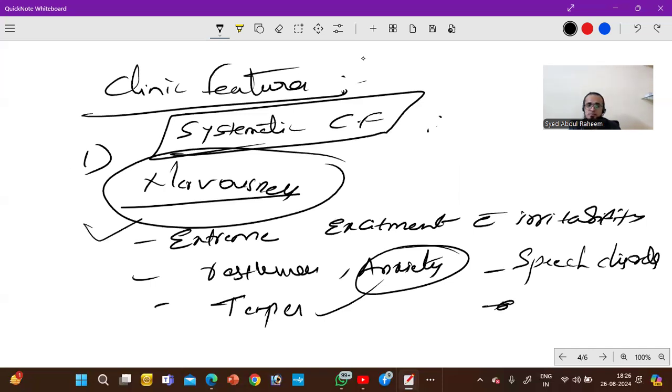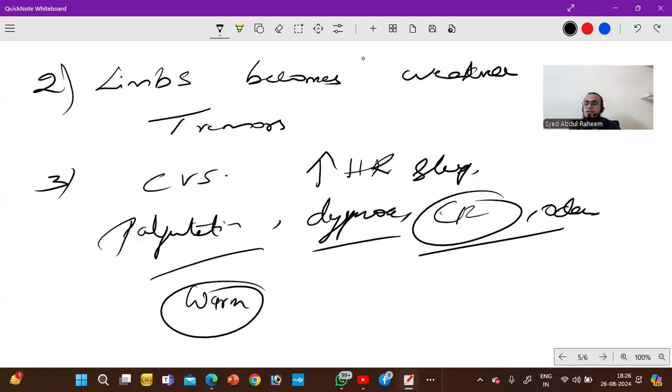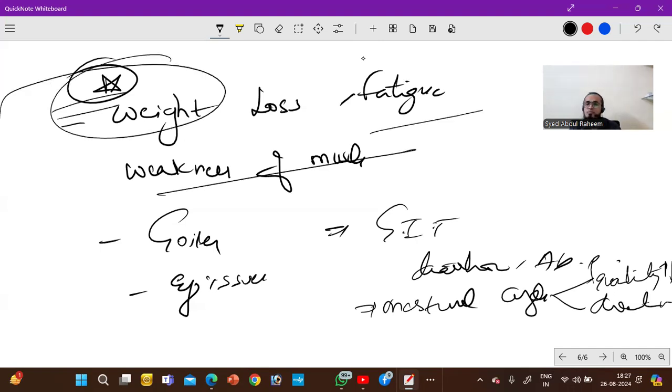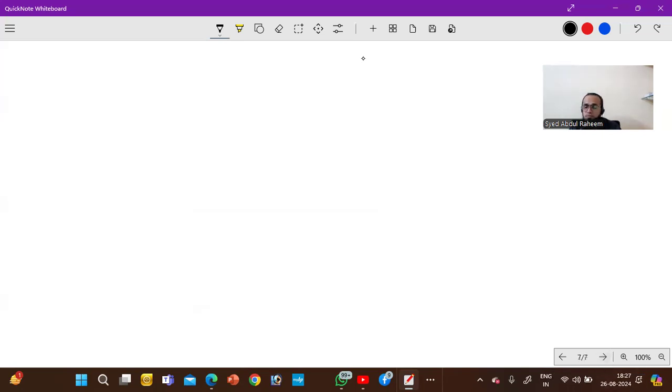So the nervous system related symptoms you can see, limb related symptoms, CVS related clinical symptoms you can see, and we have weight loss. This is a very important clinical feature, with fatigue, weakness of muscles, and goiter, and we have eye problems, diarrhea, along with menstrual cycle issues. So these are the clinical features of patients.